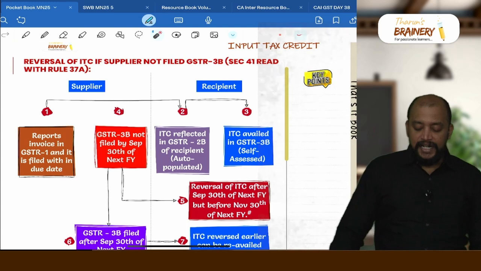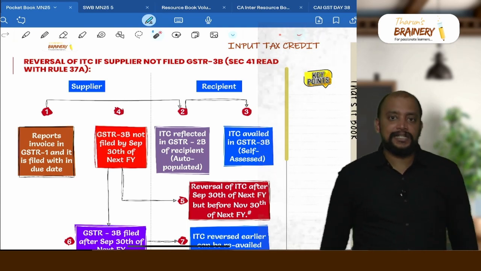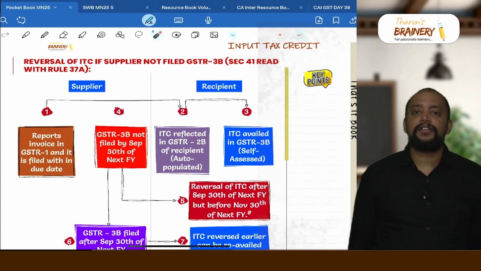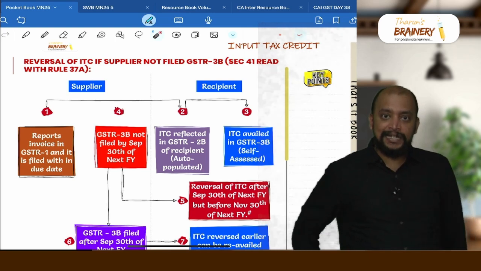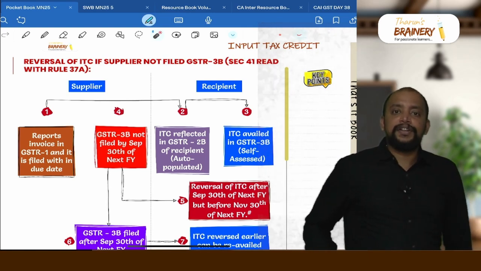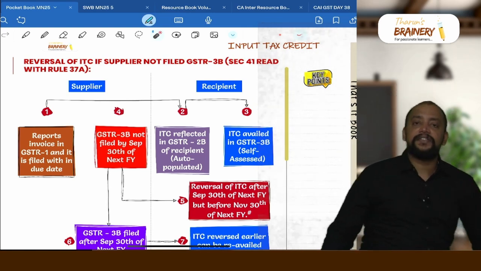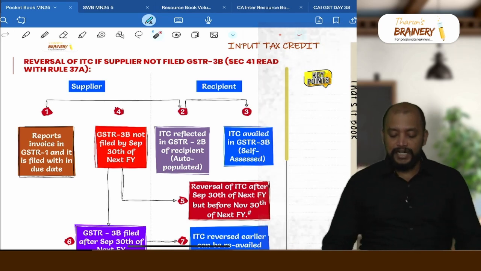Next we have reversal of ITC if supplier has not filed GSTR 3B. Suppose if the supplier has not filed GSTR 3B for a particular period, then in that case we need to reverse the ITC. But how that works is given in section 41, read with rule 37A.